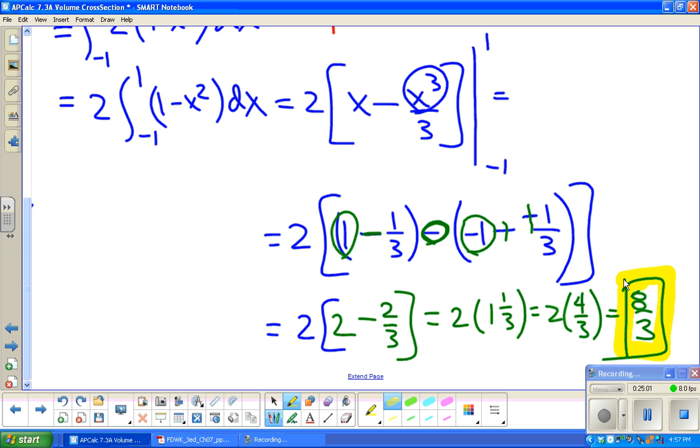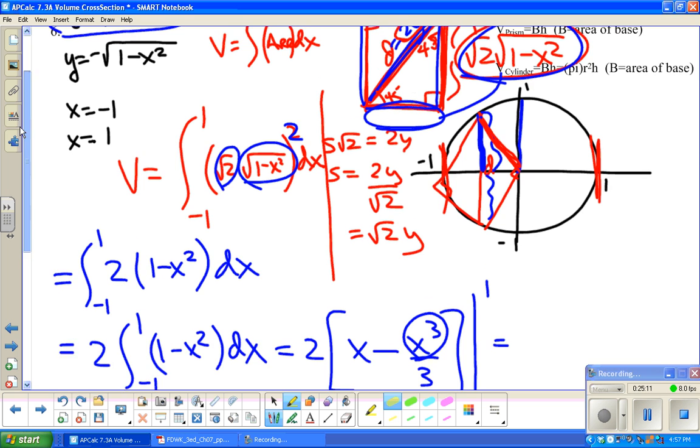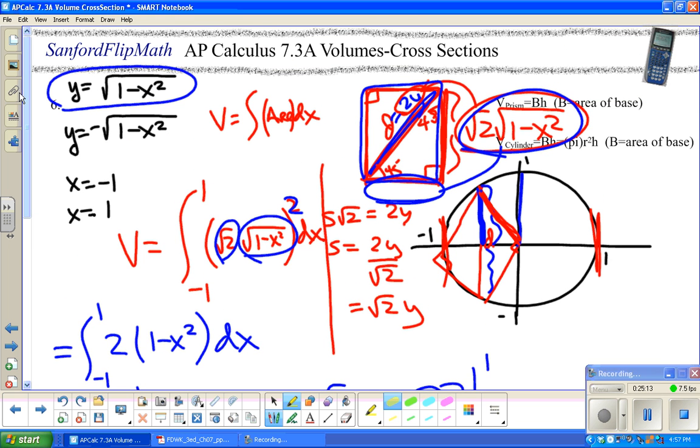The moral of the story, you're adding up cross sections. You're adding up slices. So think about it like a bunch of little bitty slices. Every slice has a thickness of dx, and all you need to do is establish how to write the area of a slice.